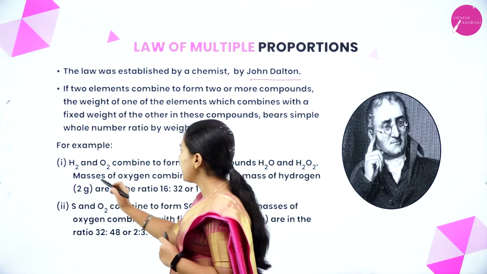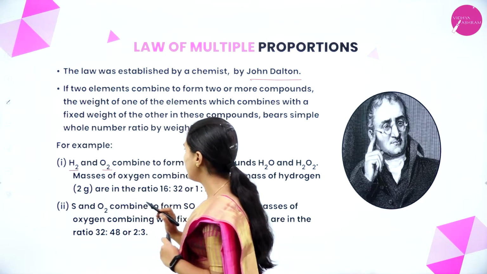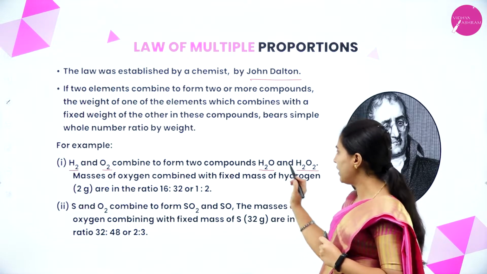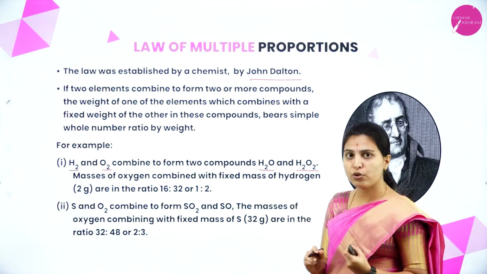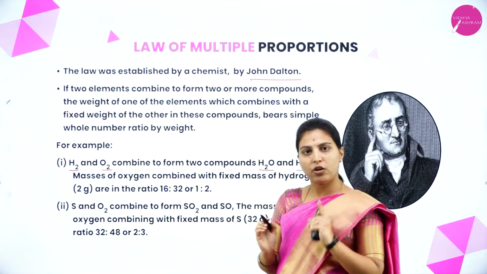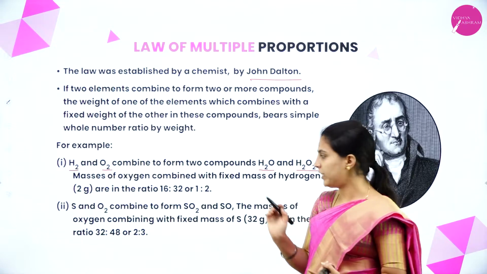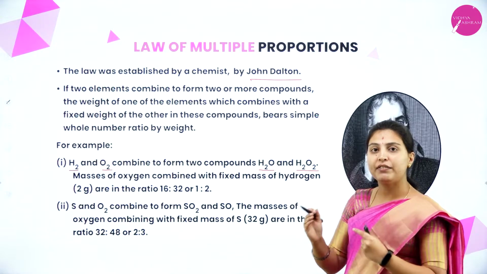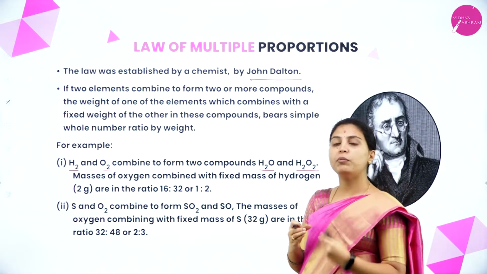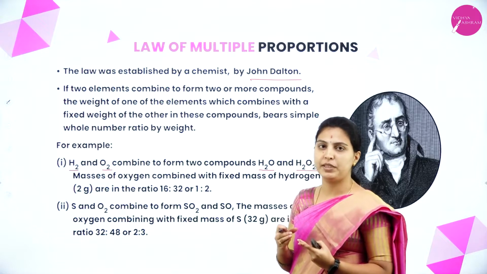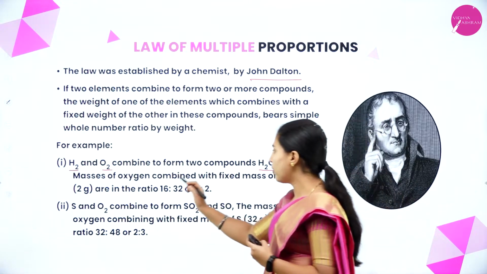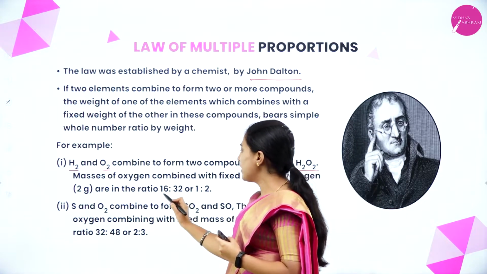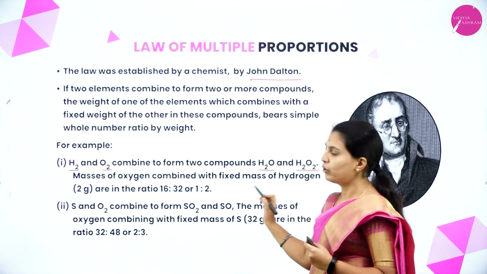For example, see here, hydrogen and oxygen combine to form two compounds, H2O and hydrogen peroxide. These two compounds are different, but the elements are the same, hydrogen and oxygen only, with a different proportion. By varying the proportion, you can form two or more compounds using the same elements. That's what they are telling. Masses of oxygen combined with a fixed mass of hydrogen, 2 gram, are in the ratio 16:32 or 1:2.